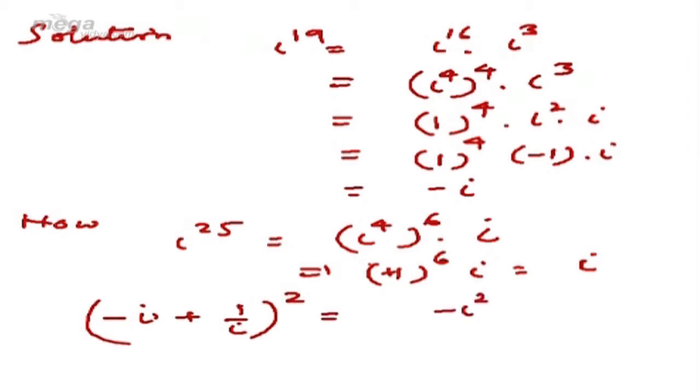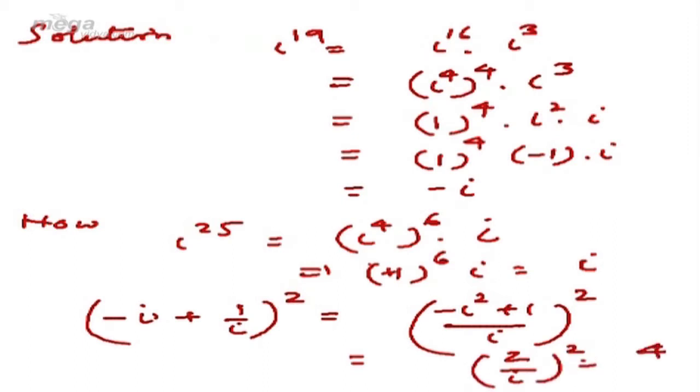You can write it as i square plus 1 by i to the power 2. i square can be written as minus 1. So the numerator will become 2 upon i whole square. It will become 4 upon i square. So 4 upon i square is equal to 4 upon minus 1, that is minus 4. Let us come to the next example.